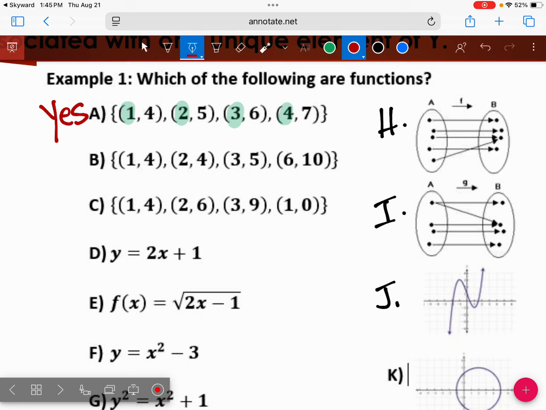Let's look at question B. Same thing. Look at these 4 numbers. Are any of those green numbers the same? No. So again, that is a yes.